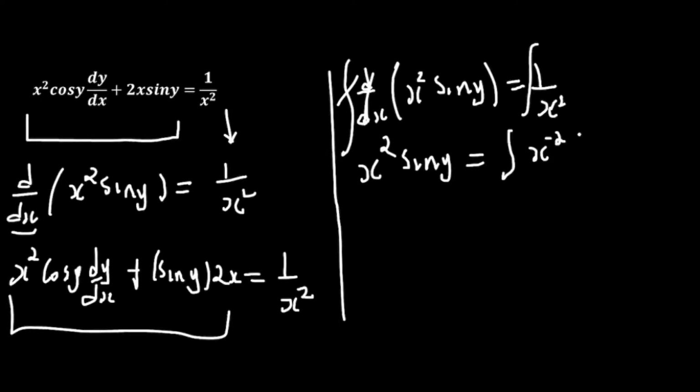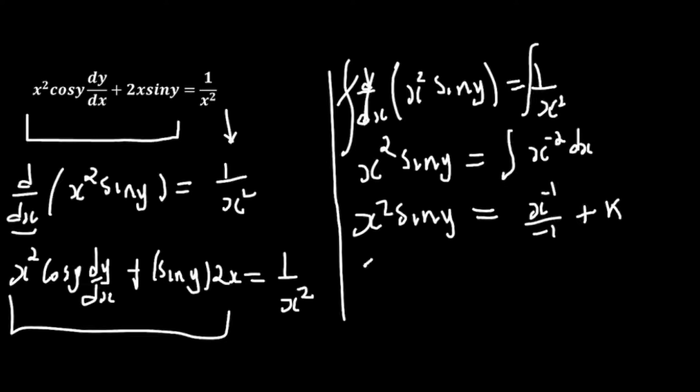So I differentiated this with respect to x. So we're going to have our x squared sine y equal to, now here, since we're integrating, this will simply be equal to negative 1 divided by negative 1 plus our constant k. Therefore, our sine y will simply be equal to negative 1 all over x cubed plus k all over x squared.